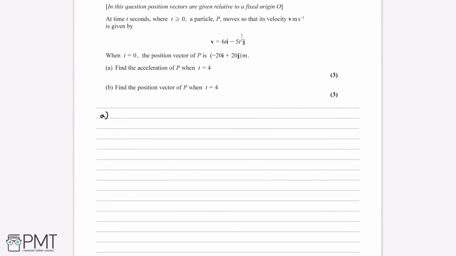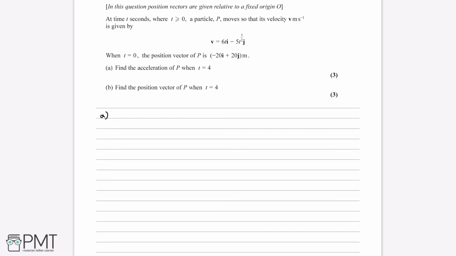At time t seconds, where t is greater than or equal to 0, a particle P moves so that its velocity v meters per second is given by v equals 6ti minus 5t to the power of 3 over 2 j. When t is equal to 0, the position vector of P is minus 20i plus 20j meters. And part A wants us to find the acceleration of P when t is equal to 4.